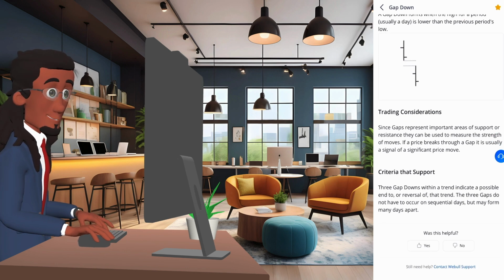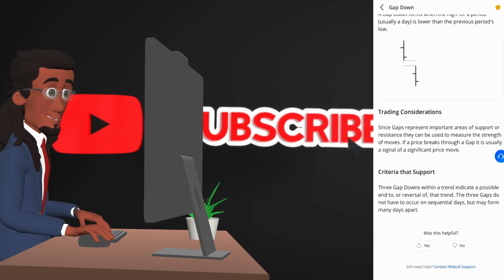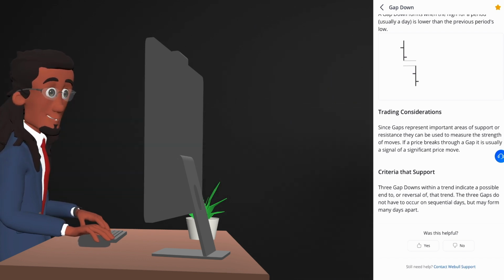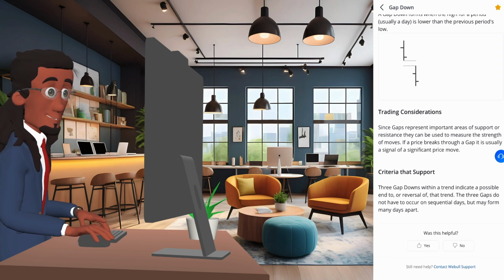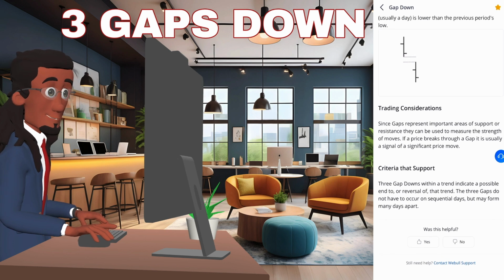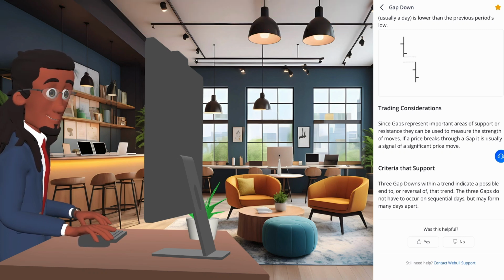Since gaps represent important areas of support or resistance, they can be used to measure the strength of moves. If a price breaks through a gap, it is usually a signal of a significant price move. All right. Three gap downs within a trend indicate a possible end to or reversal of that trend. The three gaps do not have to occur on sequential days, but may form many days apart.